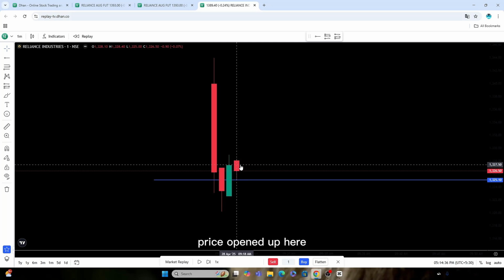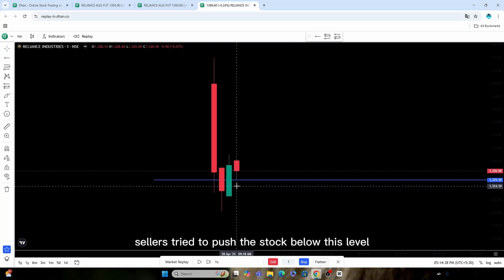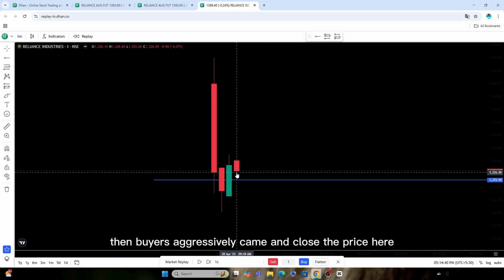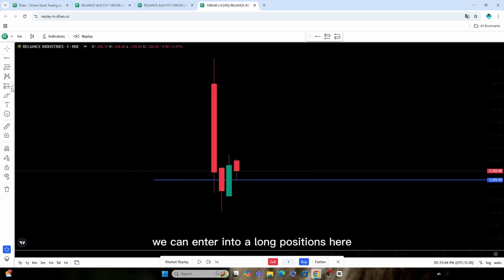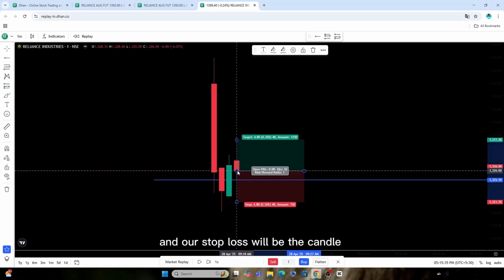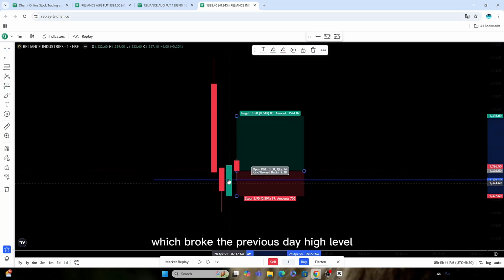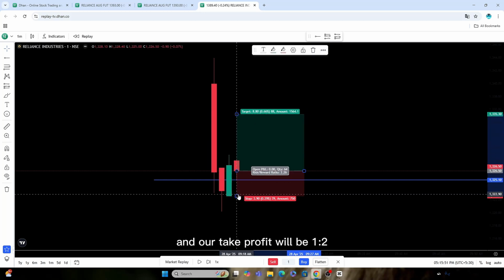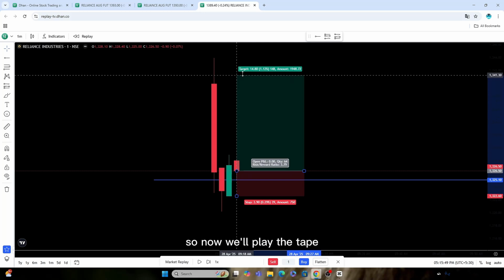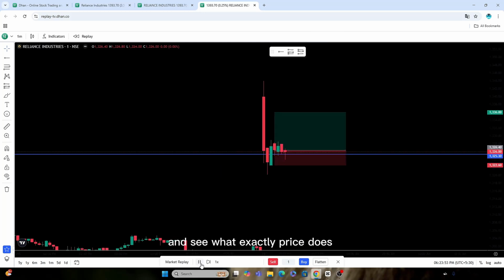So I'll explain the price action of this candle and why we should buy the stock at this level here. Price opened up here, sellers tried to push the stock below this level, then buyers aggressively came and closed the price here. Therefore, seeing this hammer stick candle, we can enter into a long position here, and our stop loss will be the candle which broke the previous day high level with displacement, and our take profit will be 1:2 risk to reward or the high of day. So now we'll play the tape and see what exactly price does.